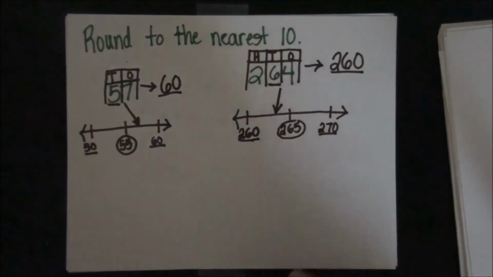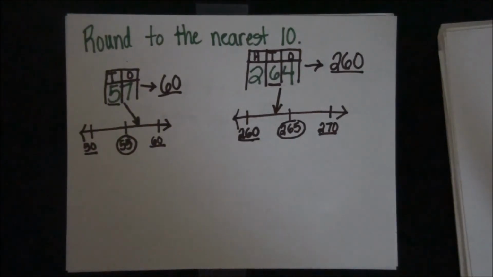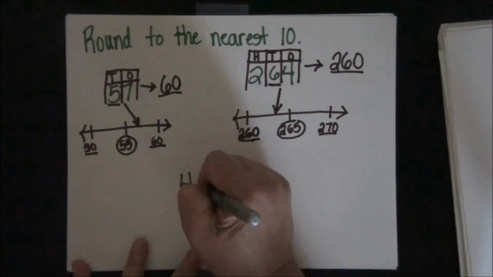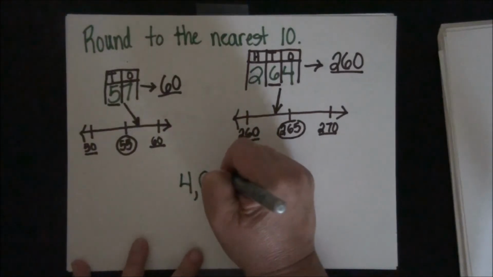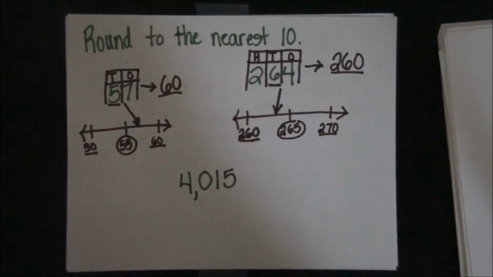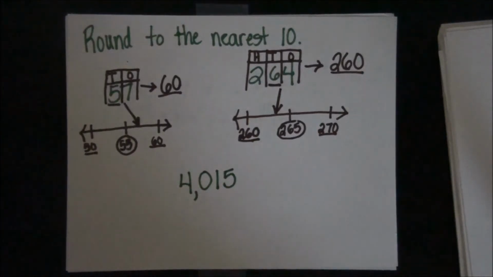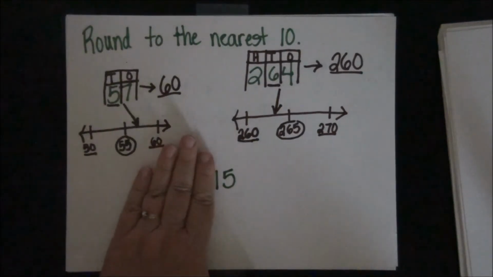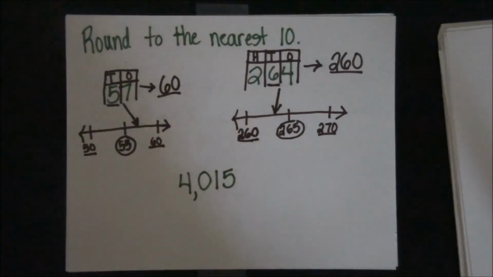Okay, so now let's do one more number. Let's say they give us a number with a thousands place. So 4,015. Now you're thinking, this is hard. No, it's not, because you're only dealing with 15. Now, think of it that way. That makes it easier, doesn't it?